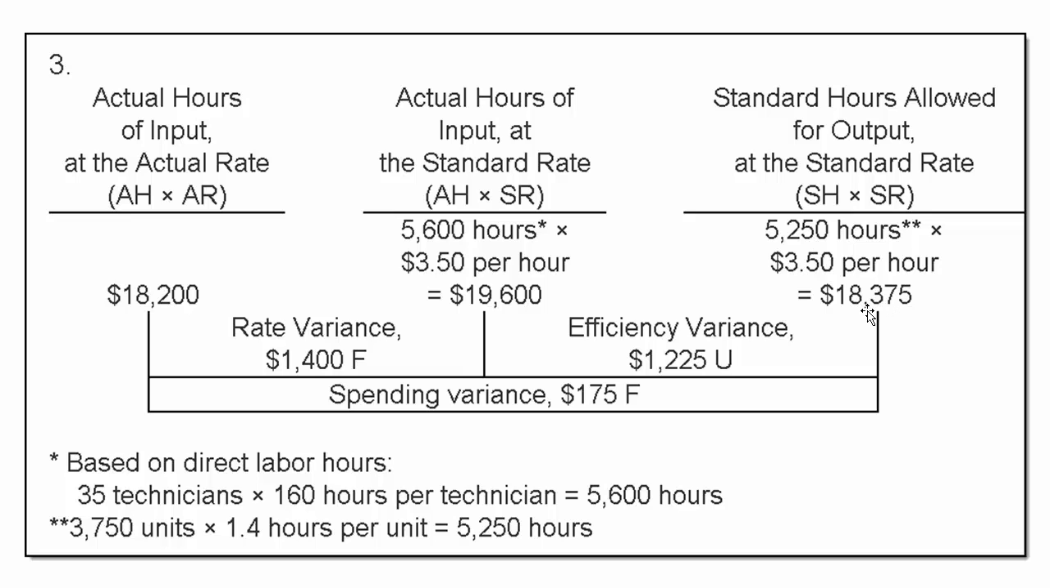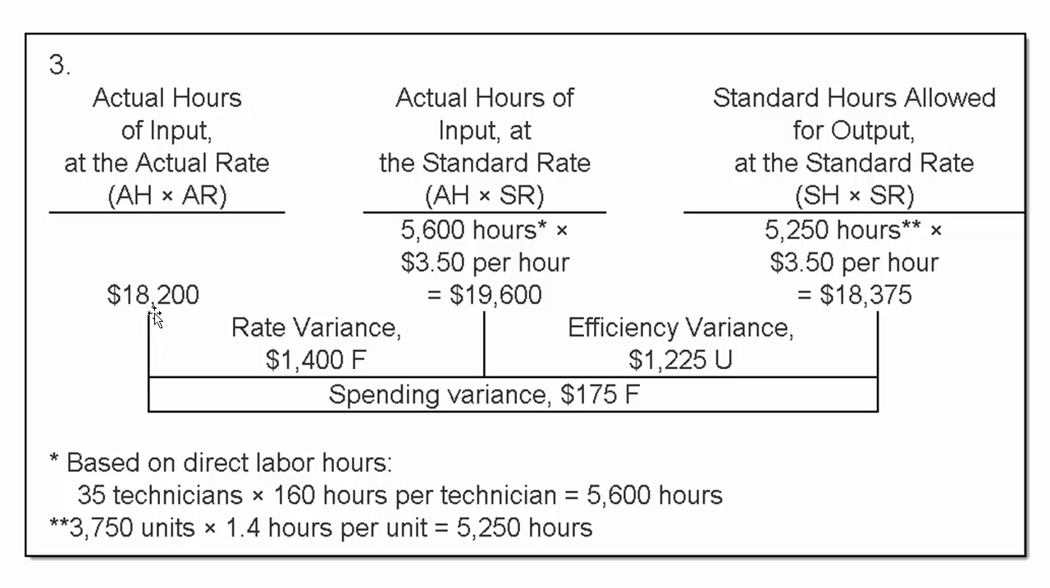If we compare the 18,375 to the 18,200, this is the total overhead variance. And again, in my experience, this is called total overhead. Efficiency variance and spending were used interchangeably. Okay? But once we have that, we can create the middle ground again. We use the 5,600 hours, which would be the actual hours times the standard rate to come up with a middle ground.